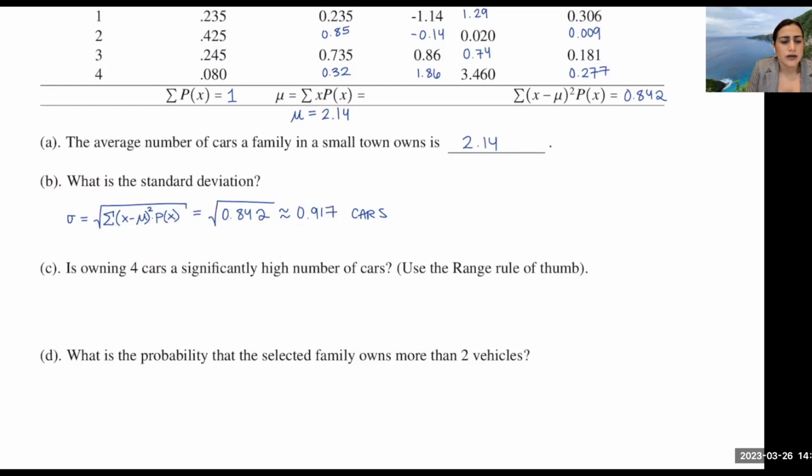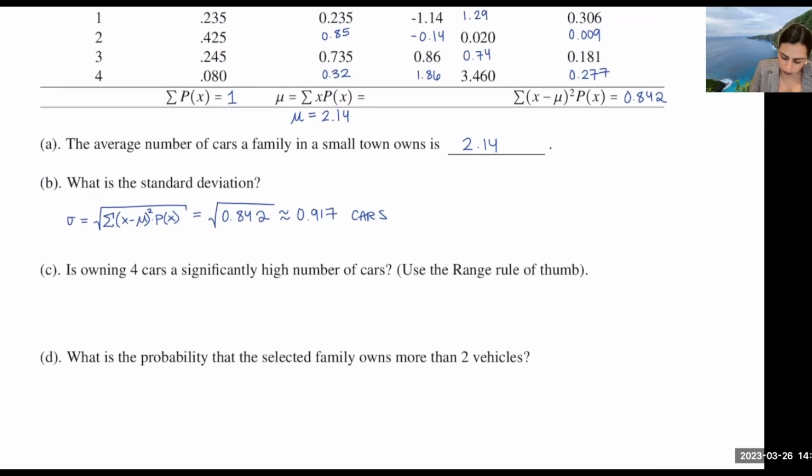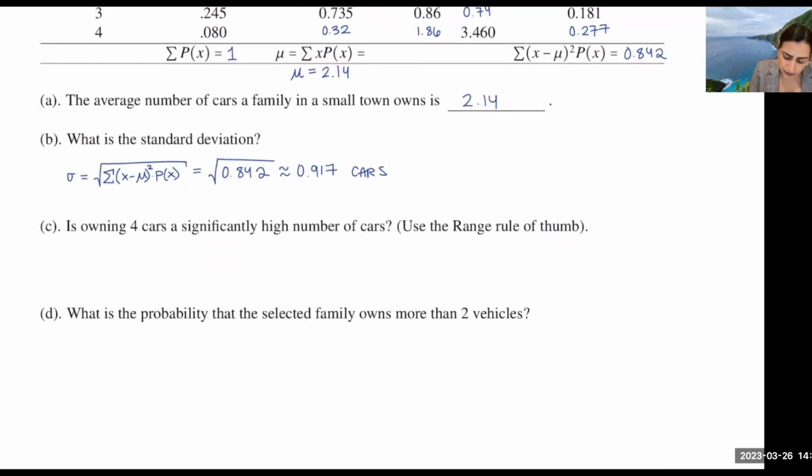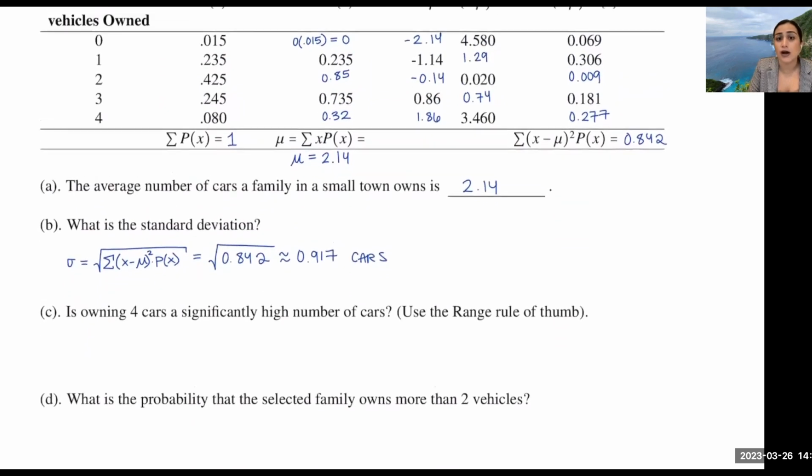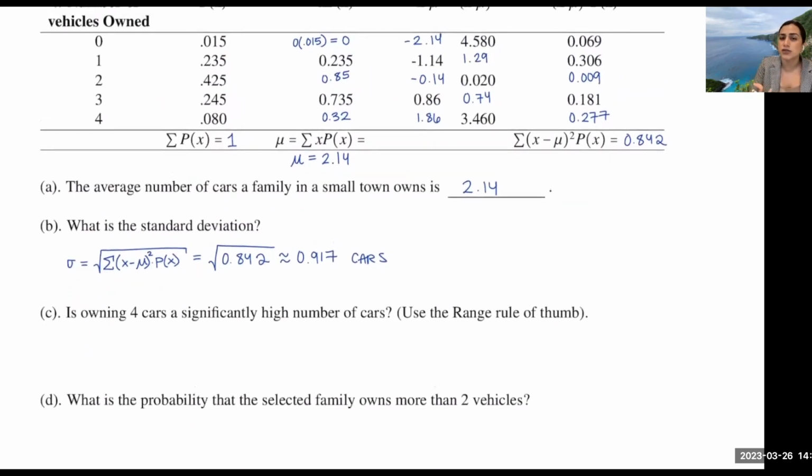Okay. Now, part C is asking us, is owning 4 cars a significantly high number of cars? All right, well, let's use the range rule of thumb. And if you all remember, in order for you to be a significant value or an unusual value, you have to be 2 standard deviations away. And in this case, because we want to talk about a significantly high value, we have to be 2 standard deviations above the mean. Okay, so 2 standard deviations above the mean.